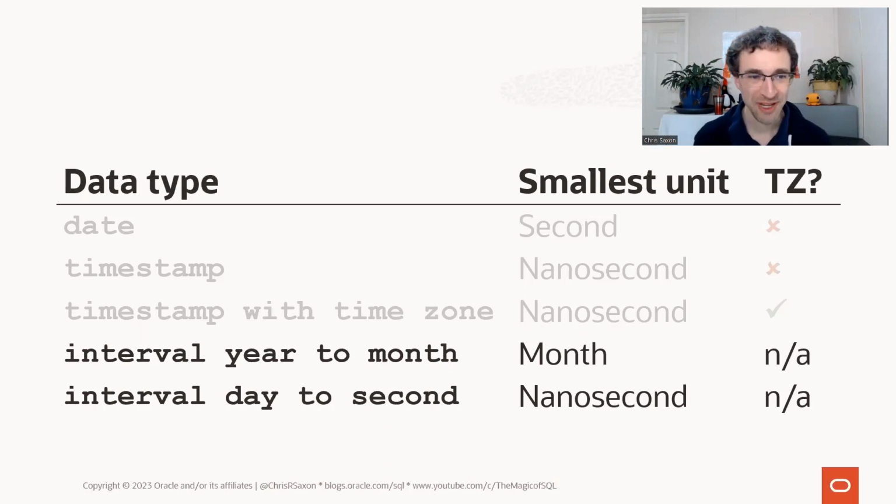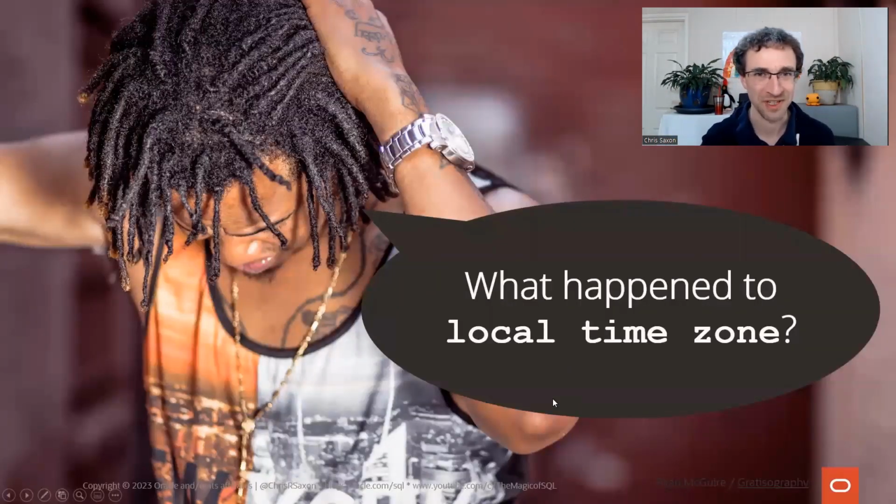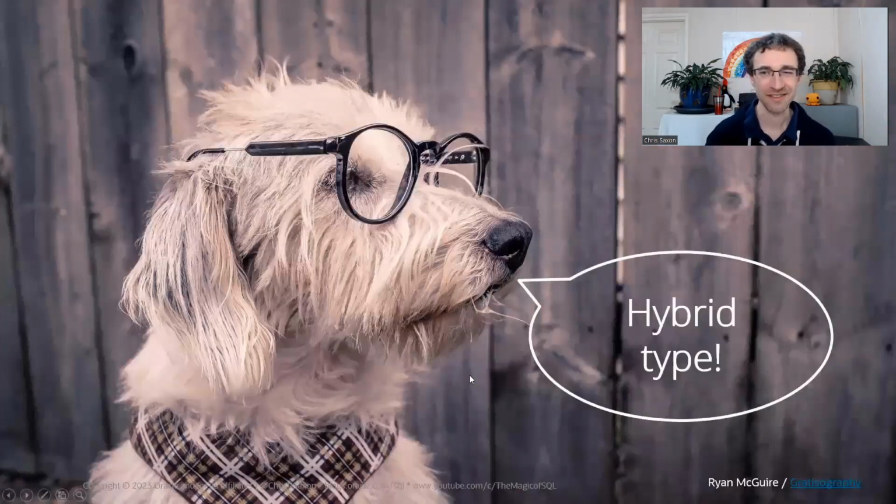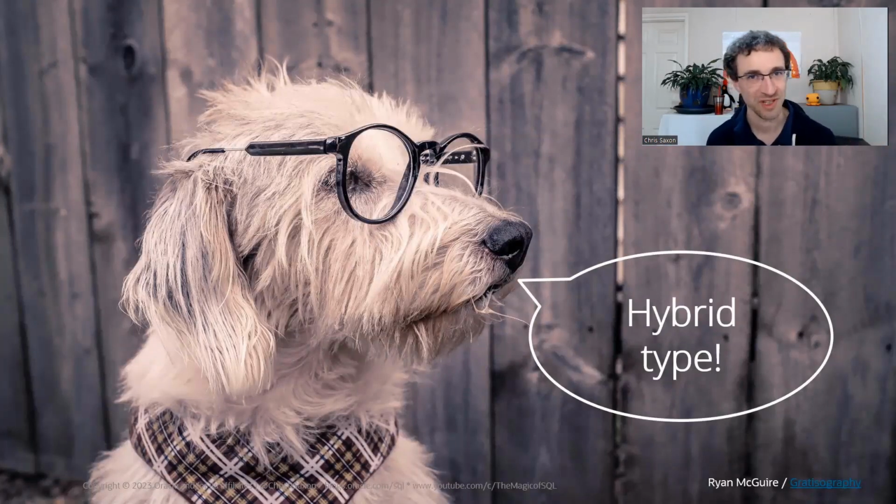Now, those of you who are paying close attention will notice I've only listed 5 things here, and I said there were 6 data types. What happened to local time zone? Timestamp with local time zone. I'm going to cover time zones in a lot more detail towards the end of this session. But for now, all I'll say is I'd class it as a bit of a hybrid type. It has some of the properties of a plain timestamp and some of the properties of a timestamp with time zone. We'll get into more of that when we talk about time zones later on. So that's just a quick overview of the data types that are actually available.